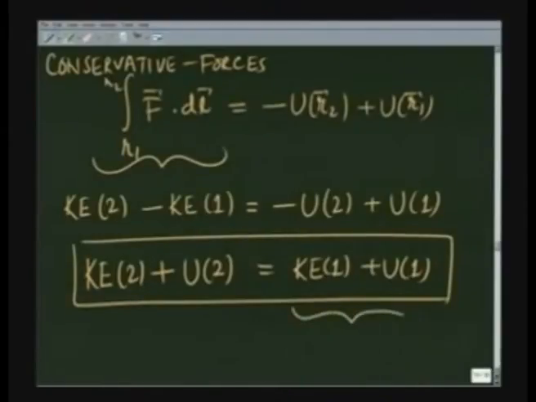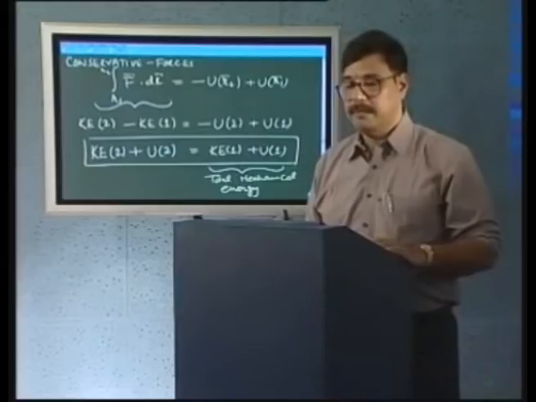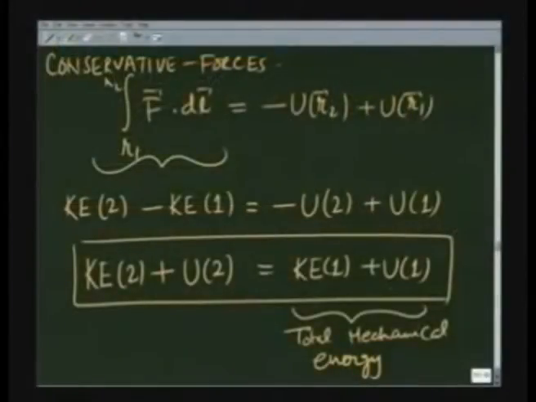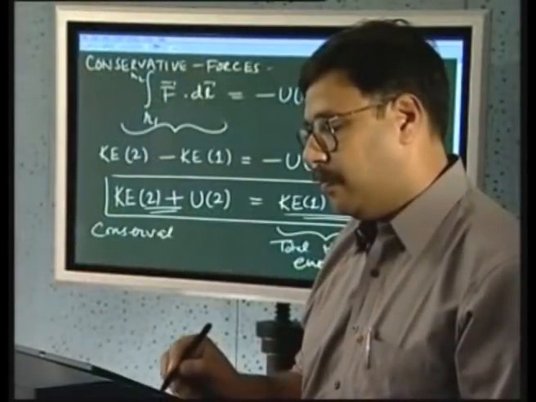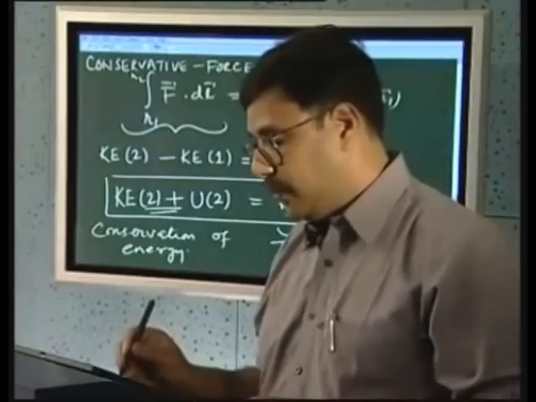I call this quantity, kinetic energy plus the potential energy, the total mechanical energy. And as a consequence of the work energy theorem and the conservative nature of the force, I get that in a conservative force field, the sum of the kinetic and potential energy, and therefore the total mechanical energy, remains a constant. You see, at point 1 it is the same as at point 2, and therefore it is the same as at point 3, point 4 and so on. This is known as the law of conservation of energy.